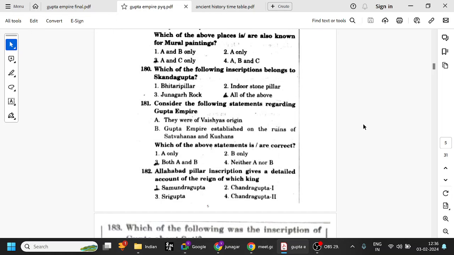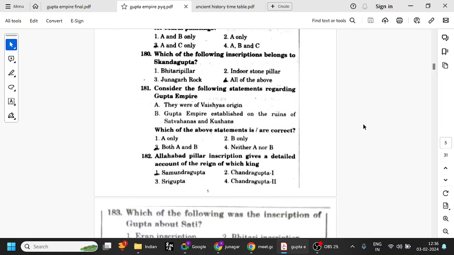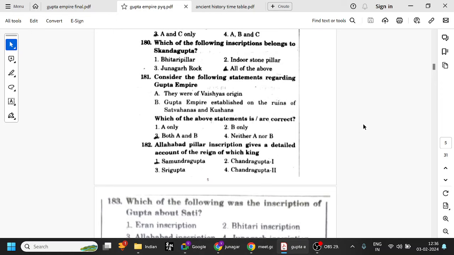Try to remember that. Next, consider the following statements regarding the Gupta Empire. They were of Vaishya origin. Even today you can see Gupta, Guptas mostly means Vaishyas. The Gupta Empire was established on the ruins of the Satavahanas and Kushans. So after the Mauryas, we had the Satavahanas and Kushans, followed by the Gupta Empire. So this is also correct.